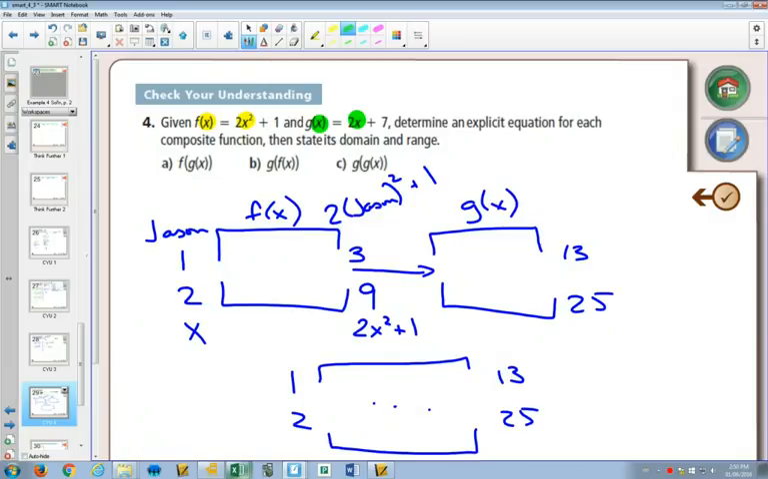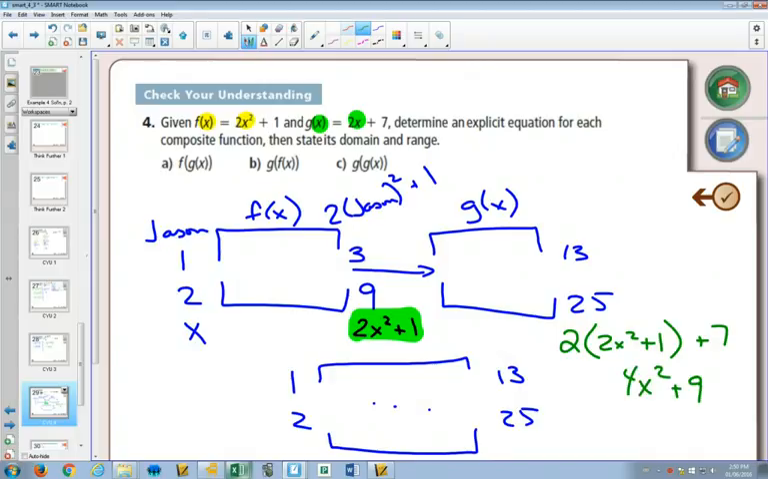So what would happen if I threw 2x squared plus 1 into the g of x? It would get doubled. So what would come out would be 2 times 2x squared plus 1. And then you add 7 to it. If I simplified that, can you see that you have 4x squared plus 9? That is what is right in here, 4x squared plus 9.